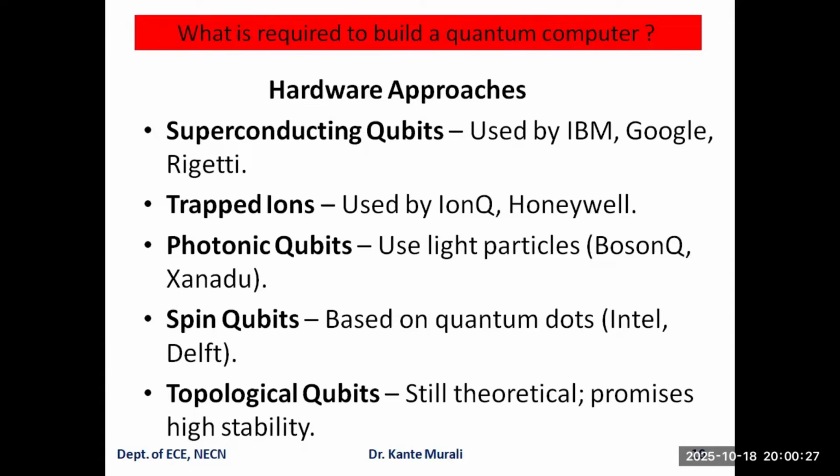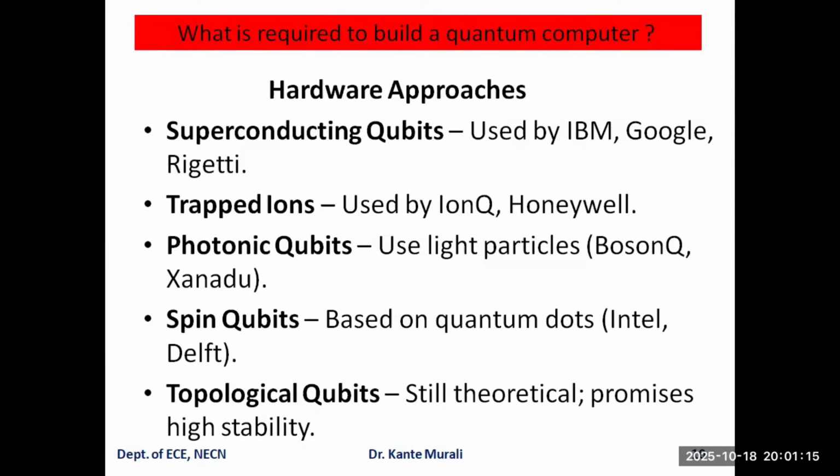Let us see the superconducting qubits used by IBM and Google. Trapped ions used by IonQ and Honeywell. The photonic qubits used by Xanadu and Boson Q. Spin qubits explored by Intel and Dell. Topological qubits are still theoretical, but they promise high stability. Each of them has its own strengths and weaknesses.